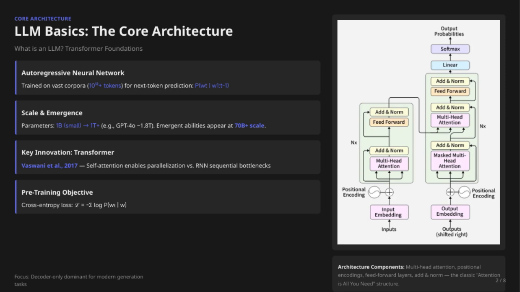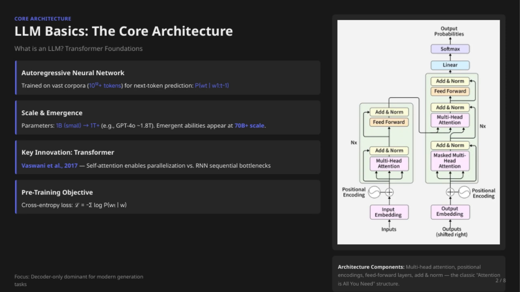that revolutionized the field. When it comes to training, we use the cross-entropy loss function, represented as L equals the negative sum of the log of the probability of the next word given the previous words. This setup is the foundation of our pre-training objective, training the model to predict the next token based on what came before. The key innovation here is the transformer architecture itself, introduced by Vaswani and colleagues in 2017.